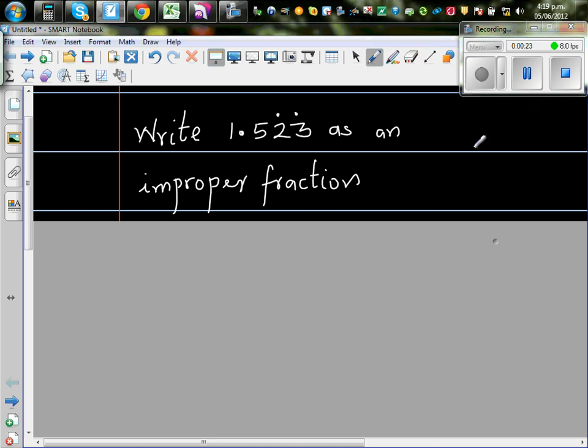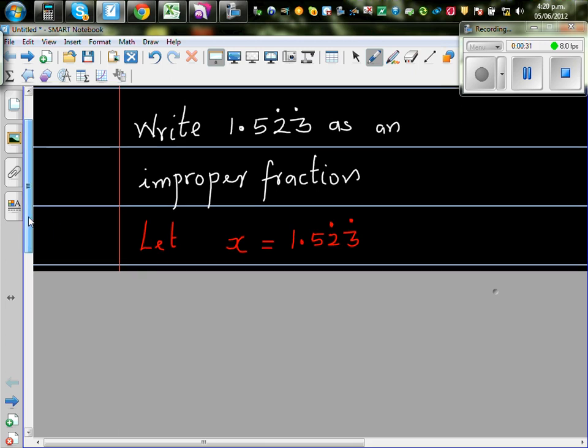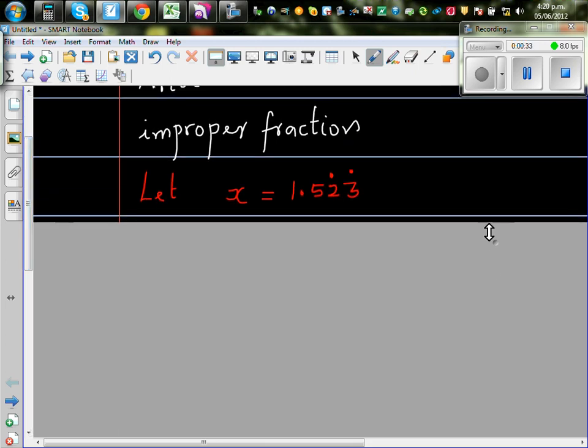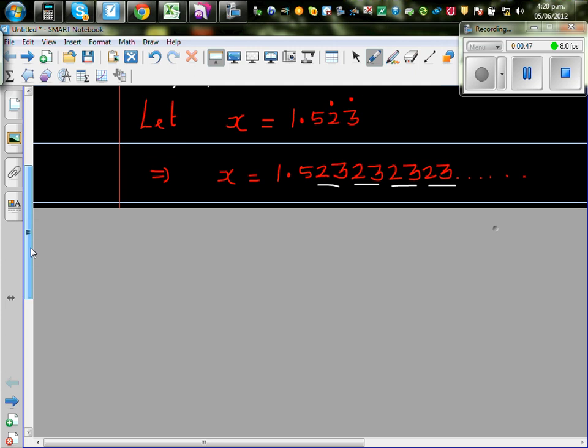So I worked the example out. The first step is, we're going to let this number be x. If we let that number be x, what happens? So that means 1.523 means this, that is 2, 3 is recurring. Can you see this is repeating? Recurring means it's repeated itself. So 2, 3, 2, 3 goes on to infinity.